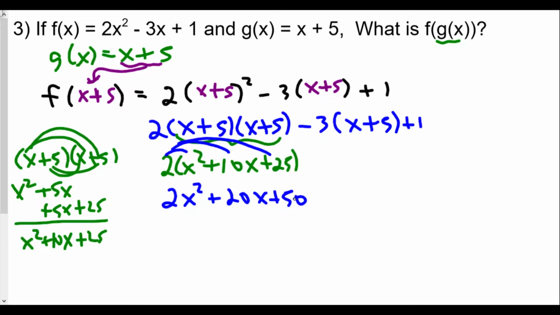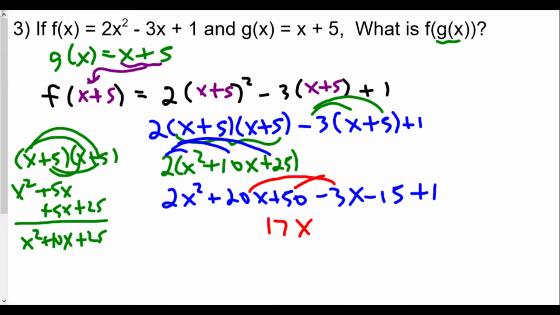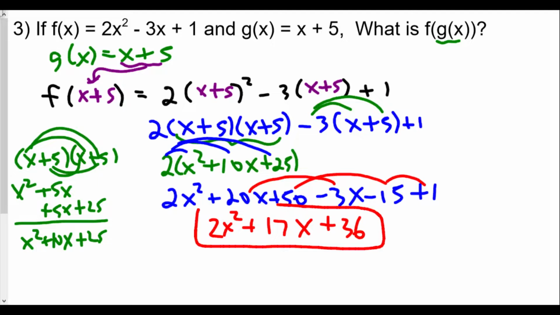Also, we see here we're distributing the -3 with the x and the 5, so we get -3x minus 15, and don't forget to add the 1 because that's all part of the function f of x. Now we combine like terms. We see that the 20x and -3x becomes 17x. 50 minus 15 is 35, plus 1 is 36, plus the 2x squared, and that's what we get. And that's your final answer.